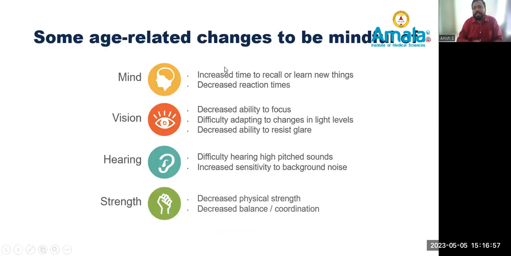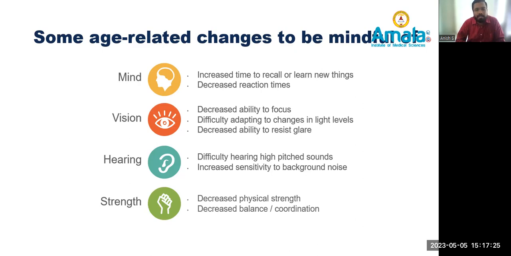Some age-related changes that we have to be mindful of, especially when we are communicating with an older person, is that there are problems with the mind. They have increased time to recall or learn new things and decreased reaction time. So give them time to respond. Don't bombard them with a barrage of questions when you are interviewing them. Be patient, allow them to come out with their problems and their answers.